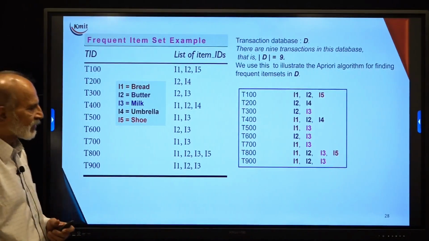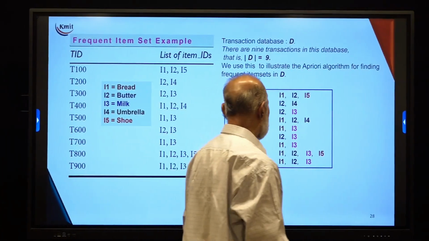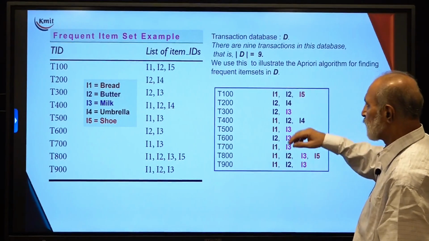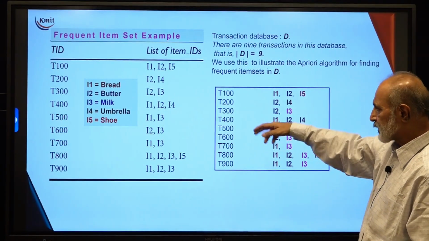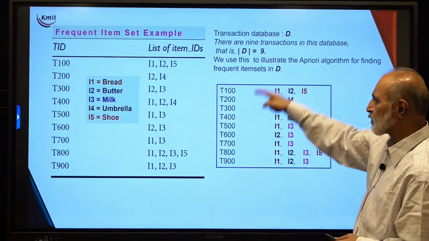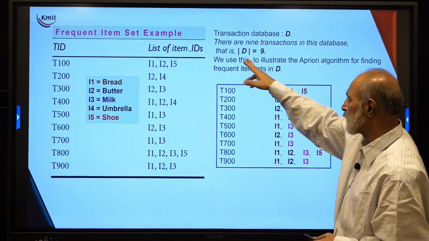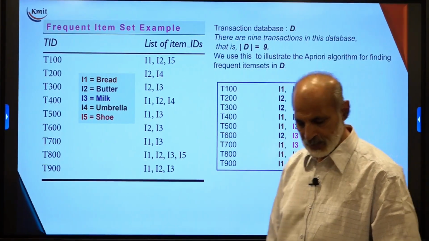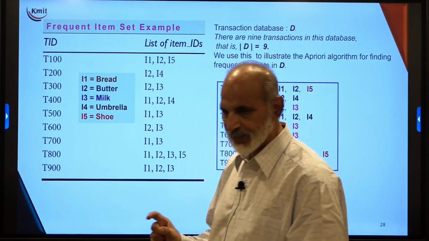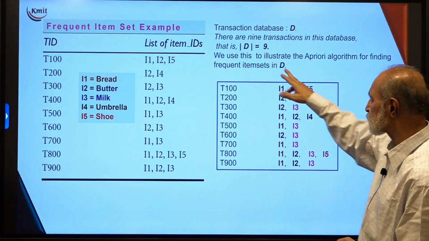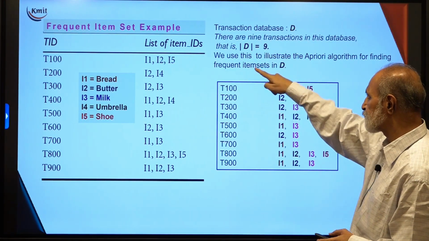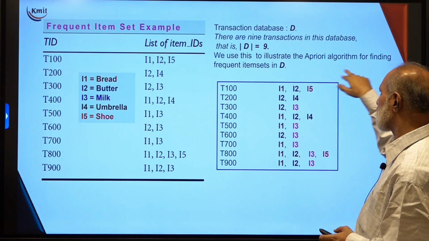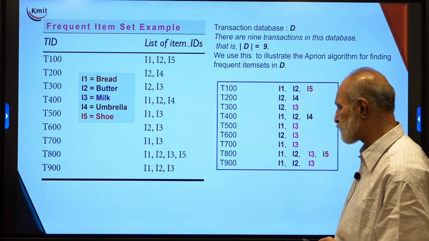Now for the sake of clarity, I just translated the same table into a color form. If you look at the table right now, the table contains 9 transactions. So my D is equal to 9. My entire database, or small database, contains 9 transactions, so I say mod of D is equal to 9. We use this to illustrate the Apriori algorithm for finding the frequent item sets.